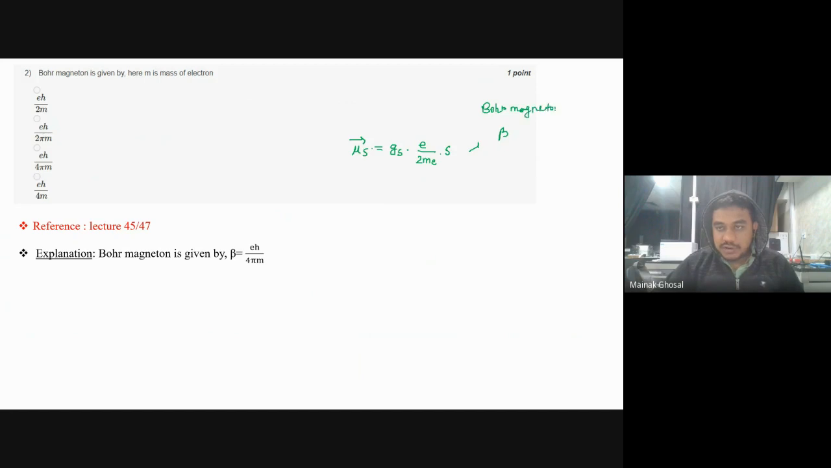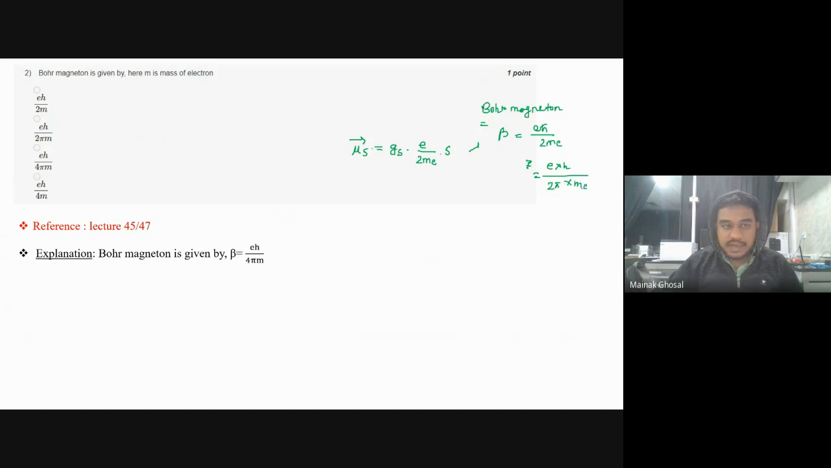So the Bohr magneton can be explained using beta. Beta is nothing but eħ by 2me. Now you know this is the expression for beta, eħ by 2me, which I have also discussed. In all these examples there is no ħ term, so we need to convert it to h. So ħ is nothing but h by 2π.